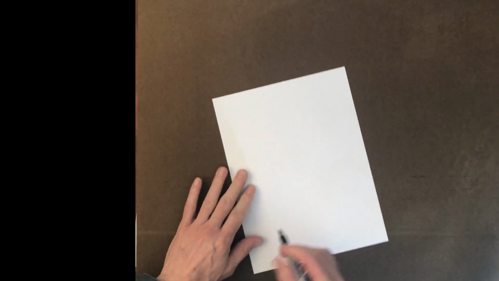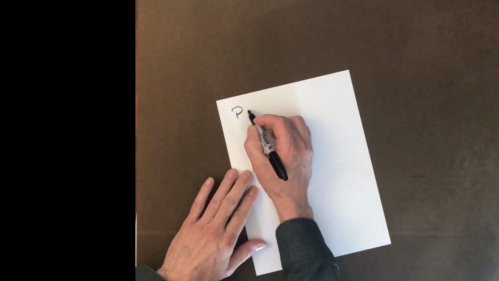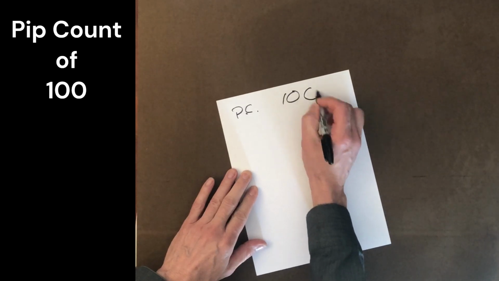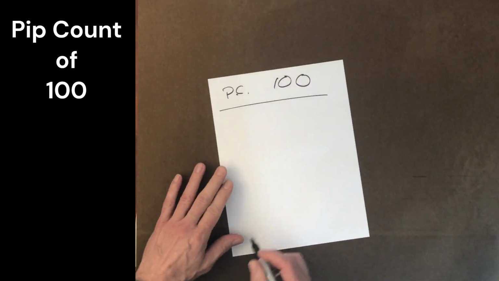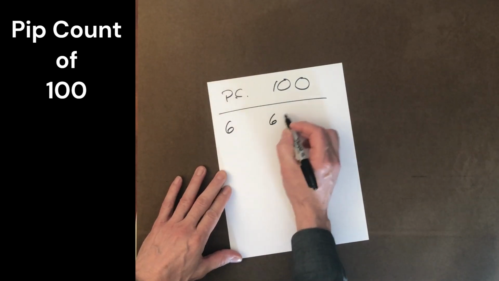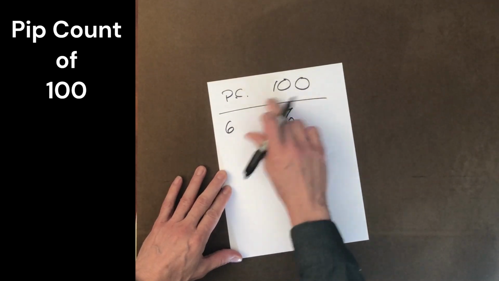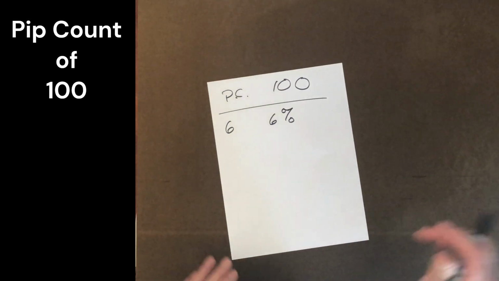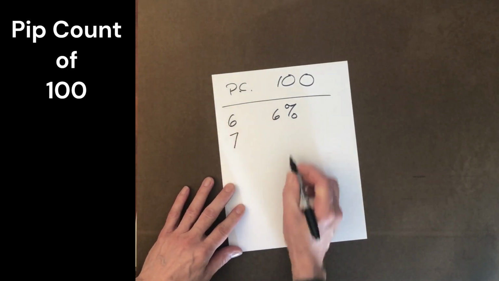So let's do our first pip count, the easiest of all. We have a pip count of 100. We have a race lead of 6%. That's why we like the number 100. There's nothing to do. We have a race lead of 7%.